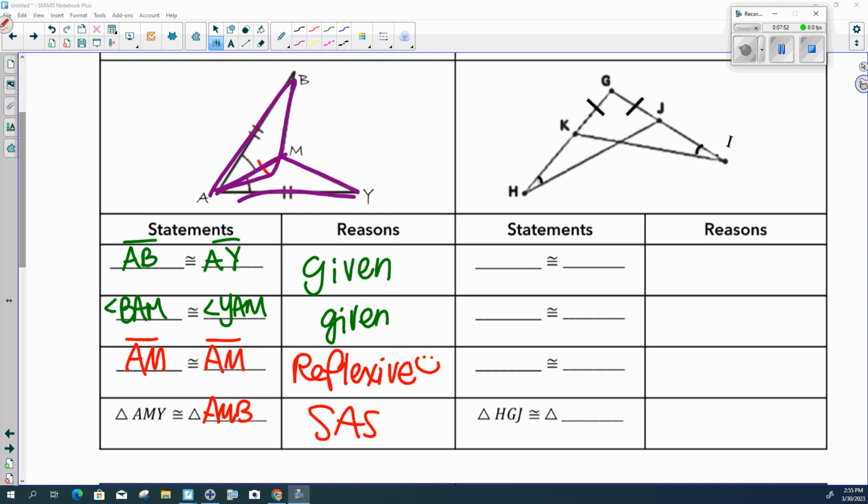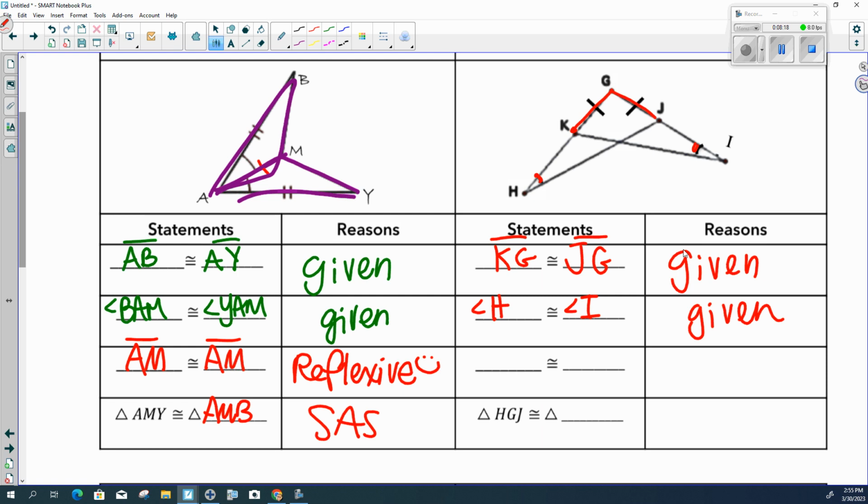Okay, I'm going to start with my given. Again, I can see 2 different sets of markings, so I'll start with 2 different given statements. The first one I'm noticing is here from KG, put a hat on it, to JG. And then I have this angle, and there's only one angle at angle H and angle I, so I don't have to use 3 letters.